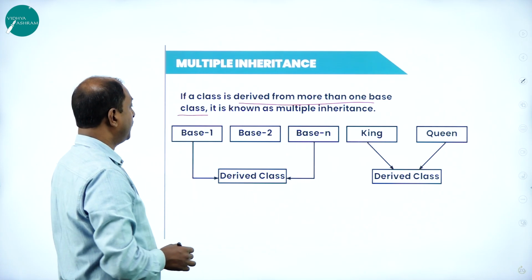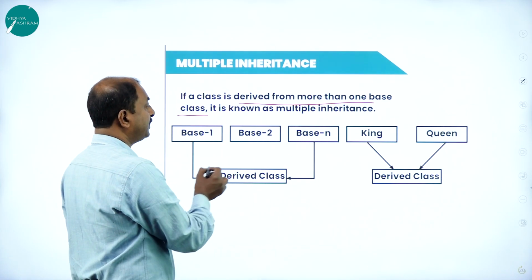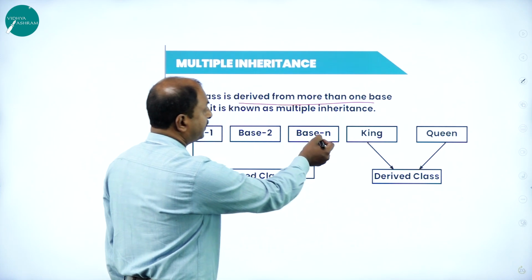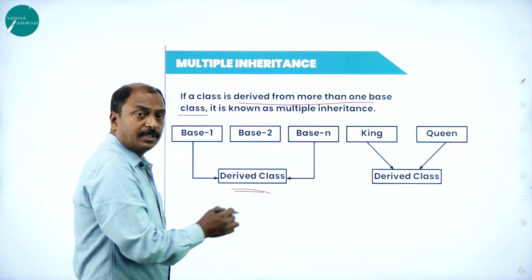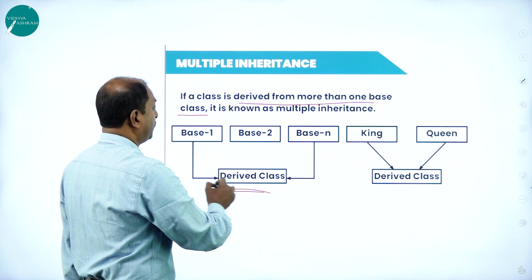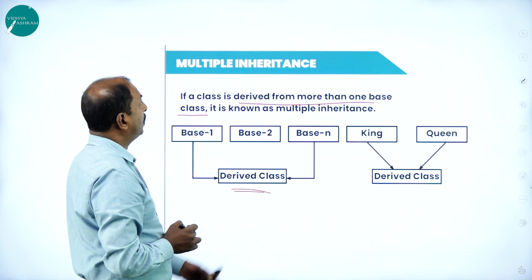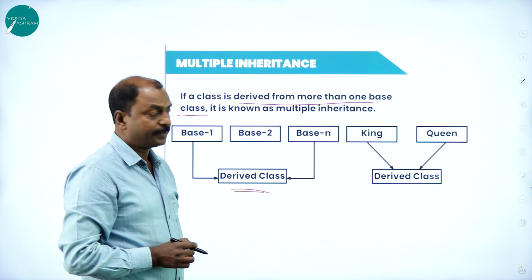Look at the example here. Suppose this is one base class, a second base class, and this is another base class. And this is the derived class. So this is derived from all the three classes.